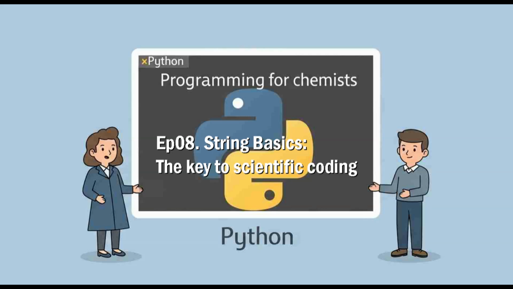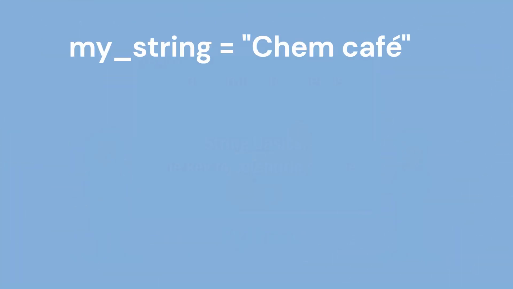But before we dive into scientific applications, let's get comfy with the basics of strings as iterables. Ready? Let's go. In Python, each character is considered an element of a string, no matter how many bytes it takes up in memory. Take this string: my_string equals "chem café". Indexing. Remember, Python is zero-based. That means indexing starts at 0.